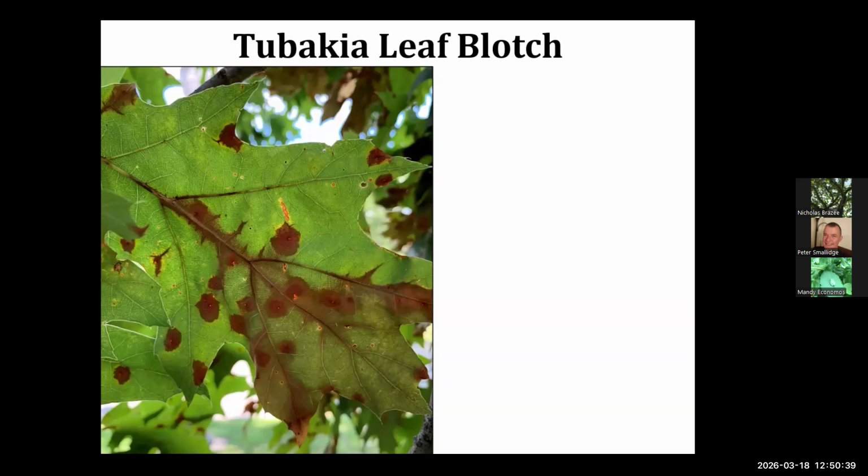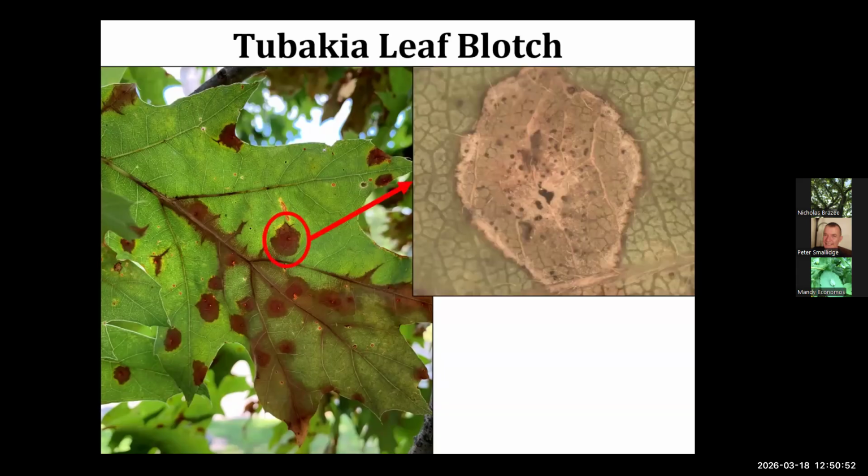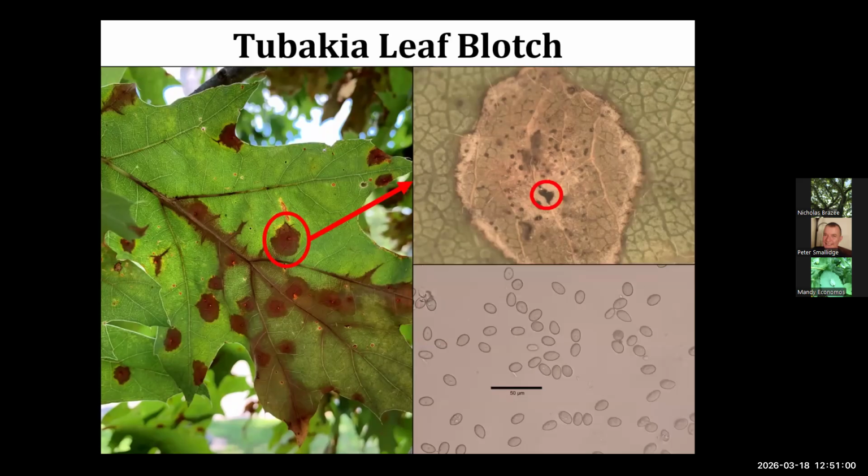Okay, some of you may not be familiar with Tubakia leaf blotch, another significant foliar pathogen of oak. I often get samples where we have Tubakia and oak anthracnose present at the same time. We get these dark spots that form on the foliage, and if we take a close look here, you'll see these black oily droplets in the center, and these are masses of spores. So the leaf spot would be the symptom of Tubakia leaf blotch, and the spores would be the sign. Again, it's so small that we are unable to see it in the field. We need the magnification here in the lab in order to properly see that.